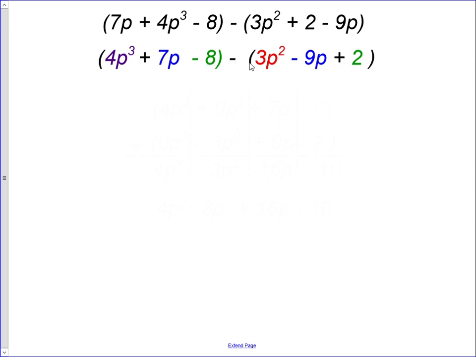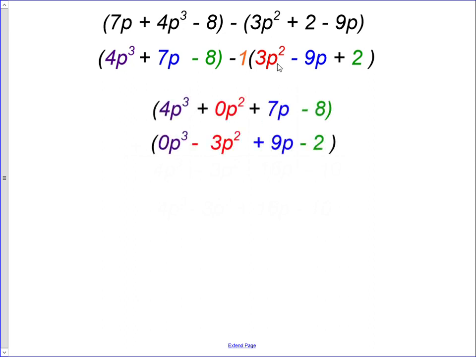Before we do anything else, we need to find the additive inverse of the second polynomial. So I'm going to multiply it by -1. Basically, when I do this, it just changes the sign on everything inside of that parenthesis. Now I'm going to go ahead and set it up in vertical form. When I multiplied 3p to the second power by -1, I got a negative 3p squared. When I multiplied -1 times a negative 9p, we got a positive 9p. And when I multiplied -1 times a positive 2, I got a negative 2.